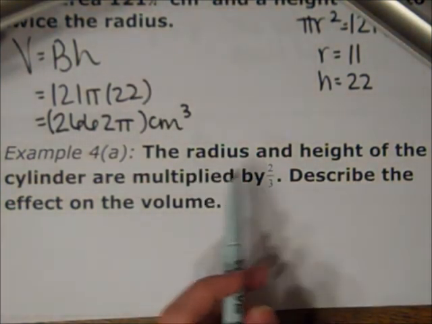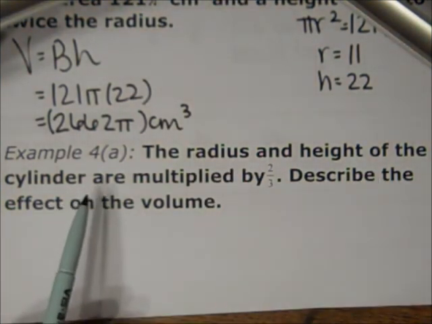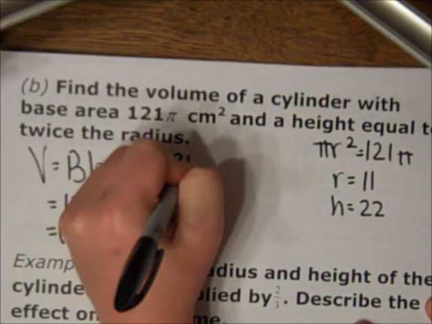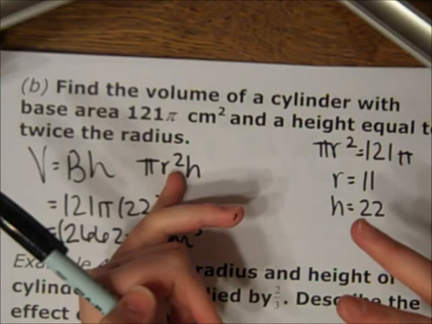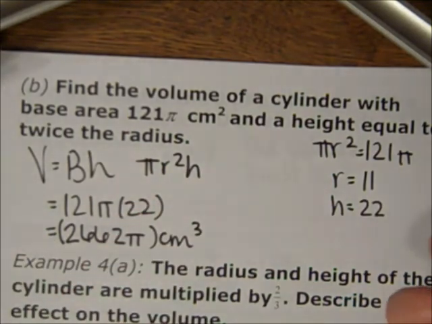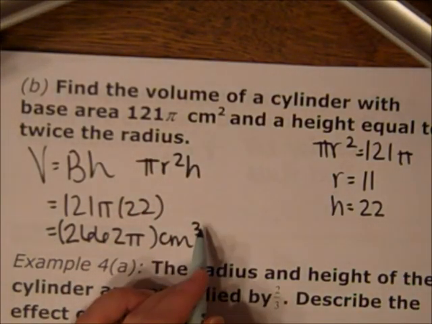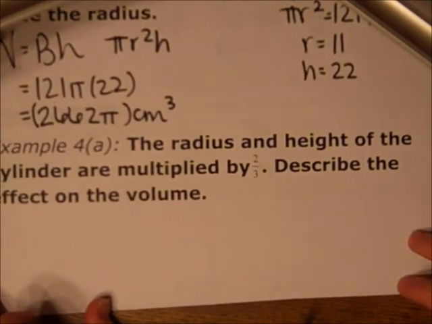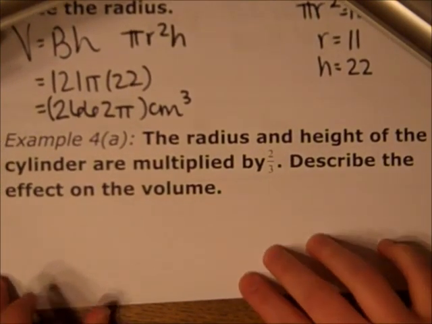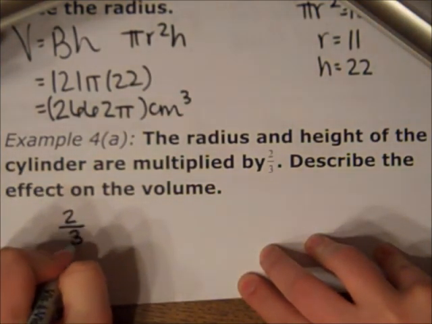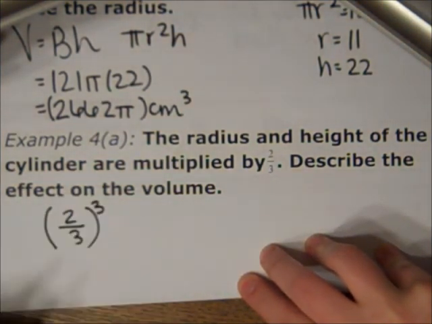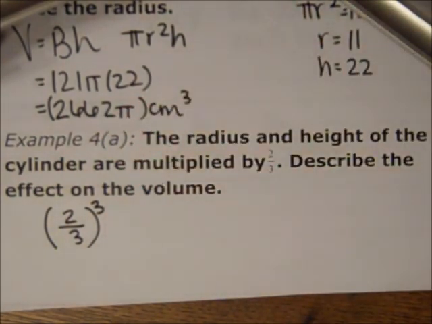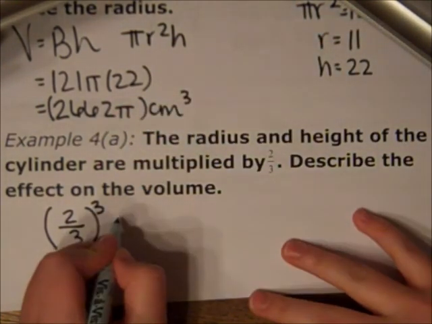Our last example is, as always, changing of dimensions. So if the radius and height of a cylinder change, now remember that's the only dimensions for a cylinder because it's pi r squared h. So r is getting used twice and the height is getting used once. So that's our 3 dimensions. So when they say they're changing the radius and the height, that means they're changing everybody. So if your scale factor is 2/3, that's 3 things for volume: radius, radius again, and then height. So I'm going to cube my scale factor.